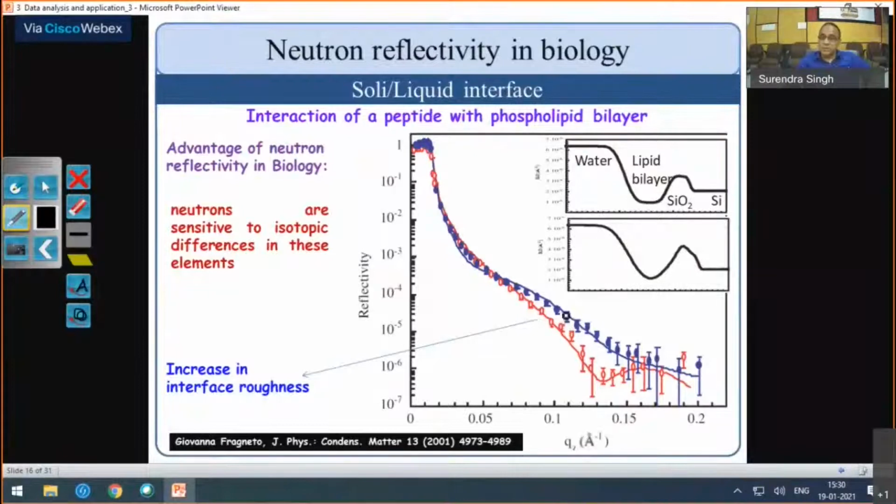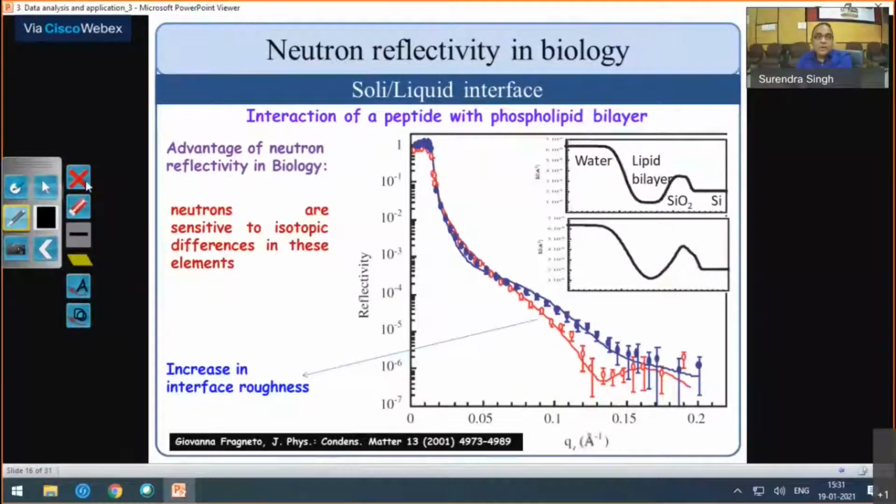You can see, just look at the reflectivity, you have this additional feature coming here, this oscillation, and also reflectivity is going down. So by looking itself, you will say at higher Q the reflectivity is going down, meaning there is an increase in interface roughness. Okay, and you can see the scattering length density profile. So this is the surface, this is the substrate. So in the first case, this was the water, and then there is a lipid bilayer, there is a roughness showing at the interfaces, SiO2, and then silicon.